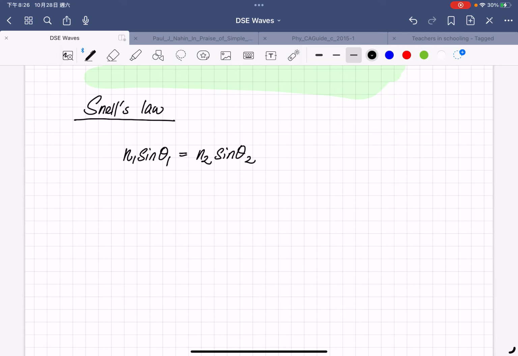For this one, it is quite complicated. First of all, this equation should always be accompanied with a diagram. So I have a diagram with the two media. For medium 1, I will use a number to describe it. We call it N1, and then another medium N2. Give me a second.